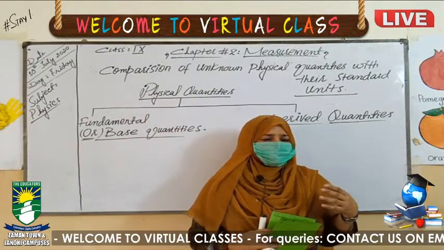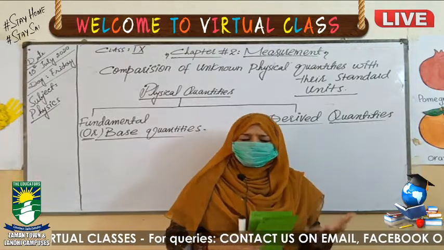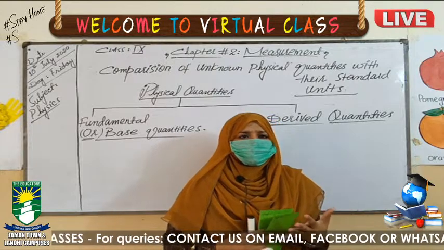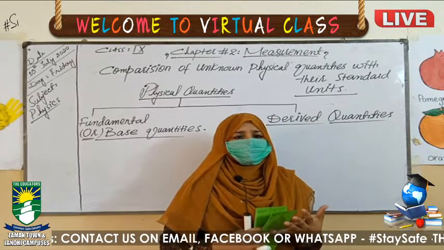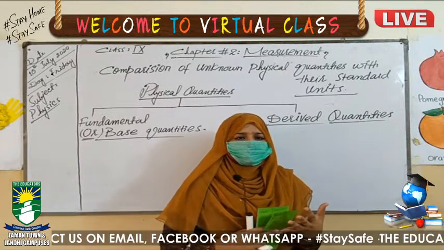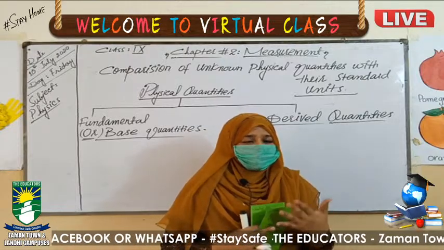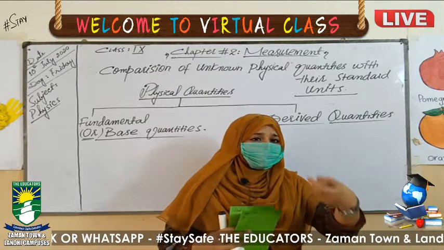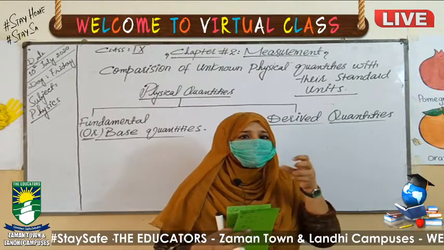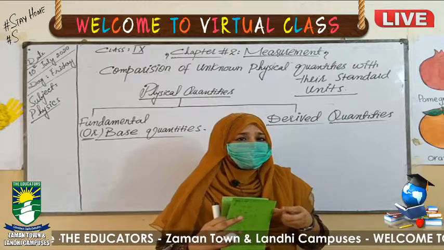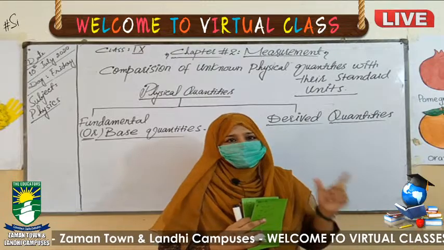Like, suppose we go to the shop and we have to purchase sugar or flour, we must tell the shopkeeper to give us 1 kilogram sugar, 2 kilogram sugar, 3 kilogram sugar. Means the sugar which we are buying, what is the measurement of that sugar? We are buying that sugar in mass or weight. 1 kilogram is the weight, 2 kilogram is the weight. Weight is basically a measurement.